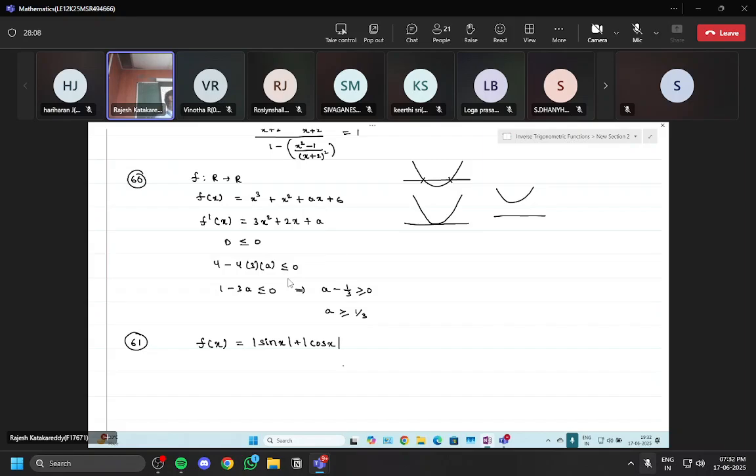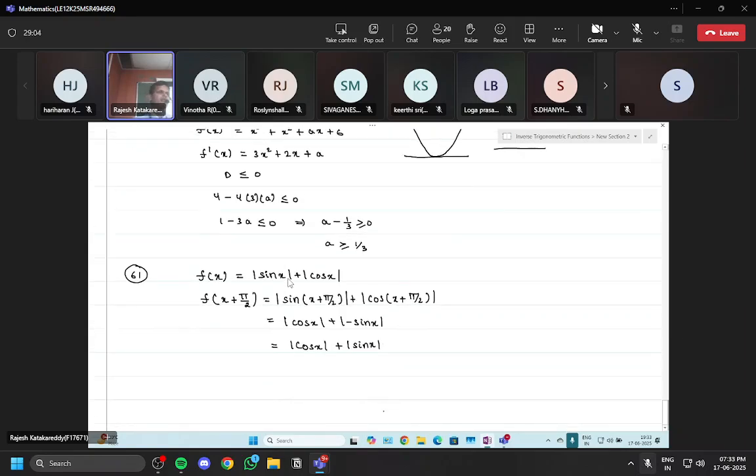Clear? So how to tell that the fundamental period is not pi? We need to check the options, no? Option is not there, then we need to think. In the options there is pi by 2. If you use pi by 2, f of x plus pi by 2 is equal to modulus of sin x plus pi by 2 plus modulus of cos x plus pi by 2. Now we know this is cos x, but here we will get minus sin x. Modulus will take care of the minus and we get mod cos x plus mod sin x, which is equal to f of x. Now I found a smaller value than pi which is satisfying f of x plus t equals f of x. Therefore, the fundamental period is pi by 2, not pi.